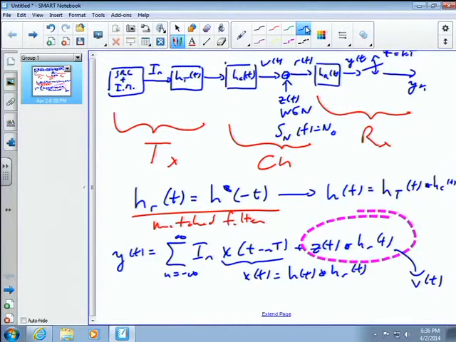And what's the bad news? Colored noise. Yes, colored noise as opposed to white noise.